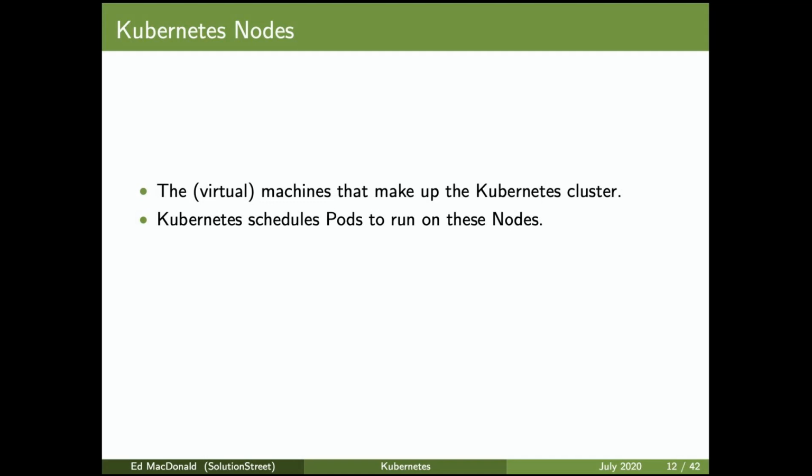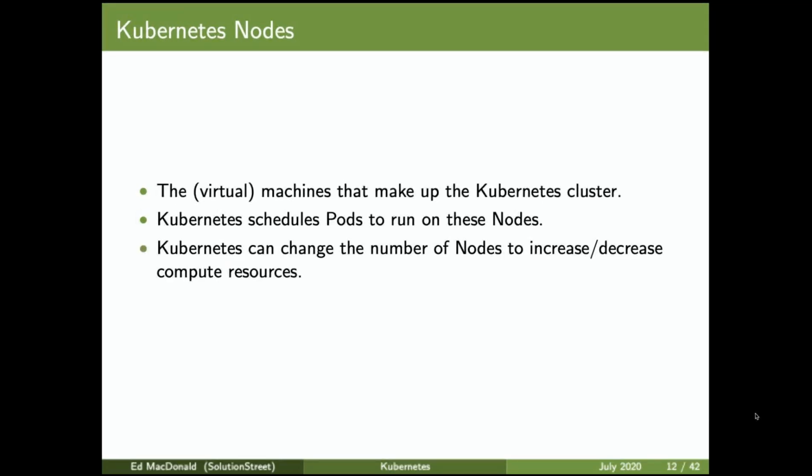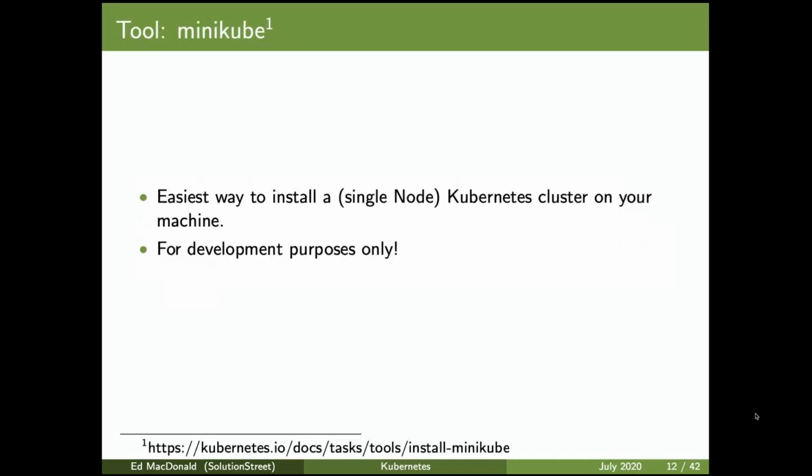Kubernetes' job is to schedule pods to run on these nodes. Kubernetes can, as we mentioned before, change the number of nodes to increase or decrease compute resources. Okay, so now another note.